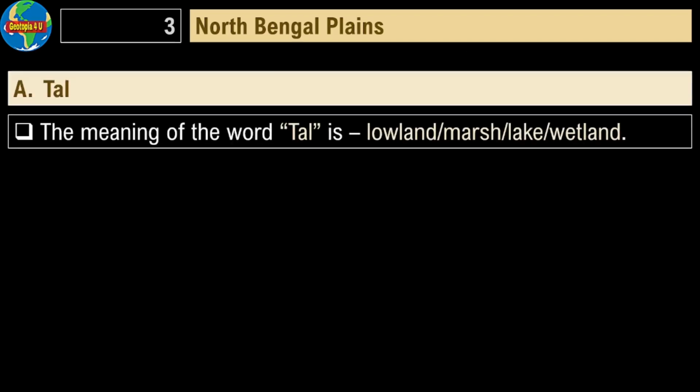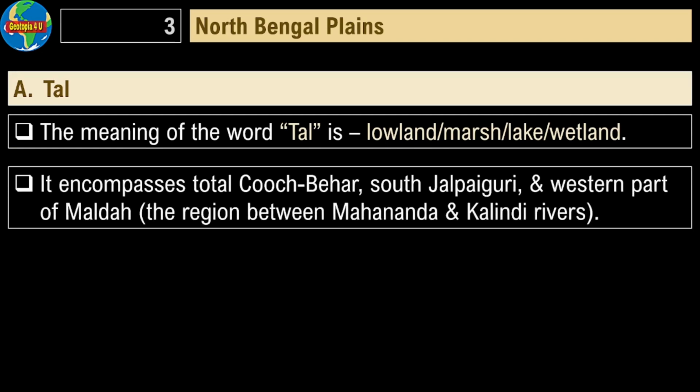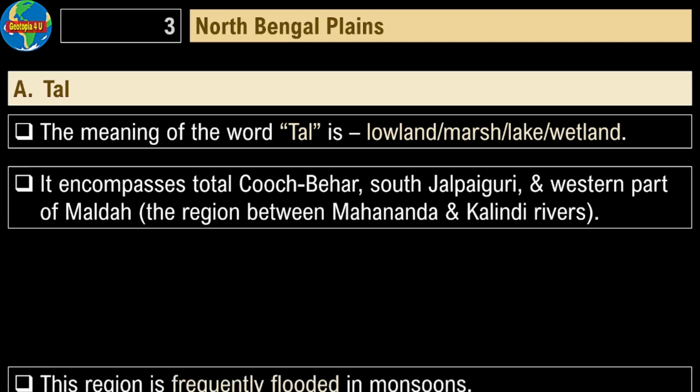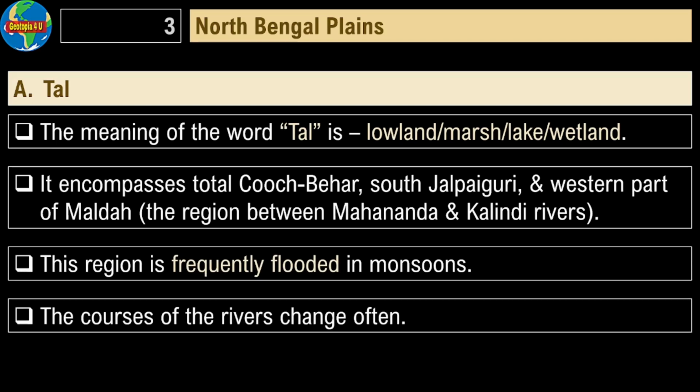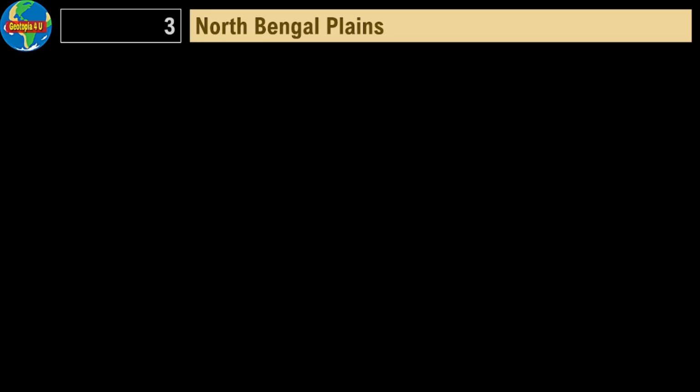Number A. Tal. The meaning of the word Tal is lowland, marsh, lake or wetland. It encompasses total Koch Bihar, southern Jalpaiguri and western part of Malda, that is the region between the Mahananda and the Kalindi rivers. This region is frequently flooded in monsoons. The course of the rivers change often.